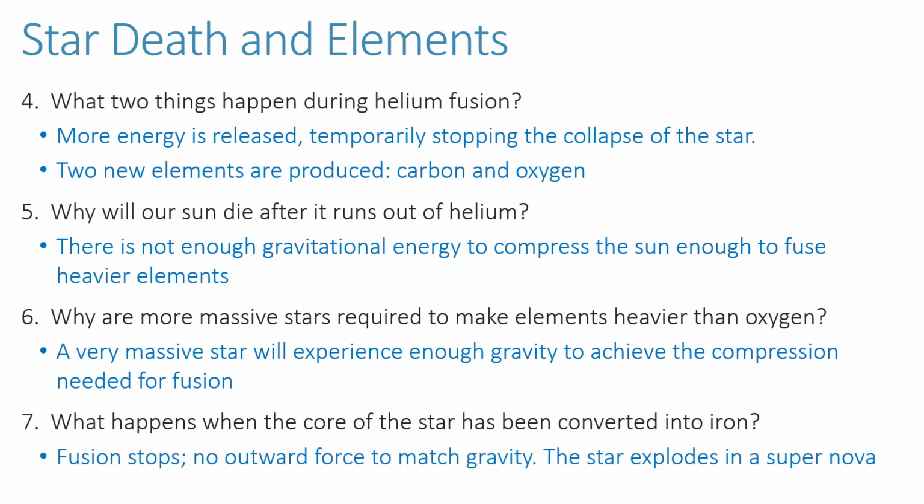So this is how all of the elements were created. After the Big Bang, we had all this hydrogen floating around. That hydrogen was drawn together by gravity and compressed until fusion started to occur. And so all of the other elements were made from that initial matter, from those hydrogen atoms that were created right after the Big Bang.